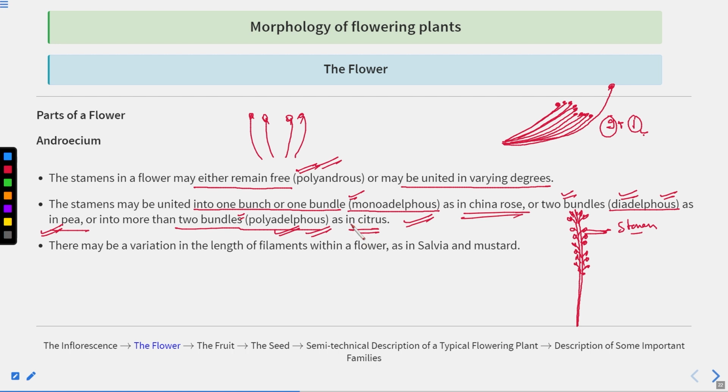Now there may be variation in the length of the filament within a flower, as you see in the case of salvia and mustard. In salvia and mustard, some stamens are quite larger and some are quite smaller. This type of arrangement you see in the case of salvia and mustard.